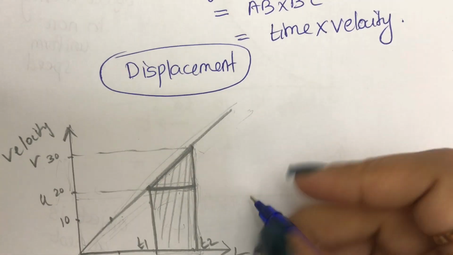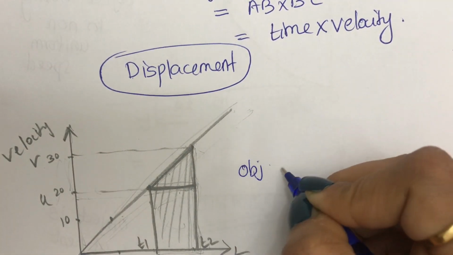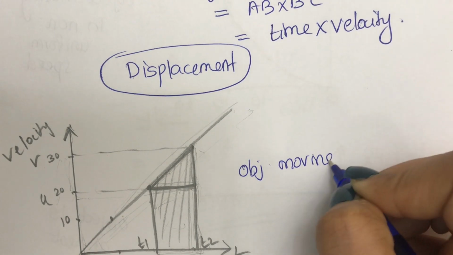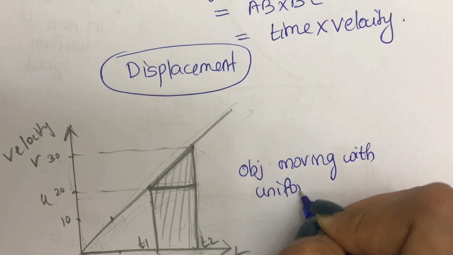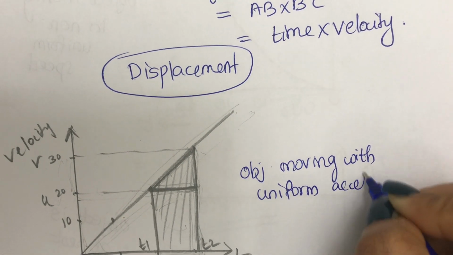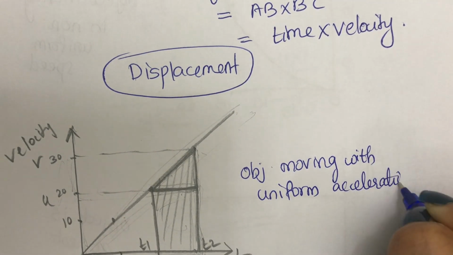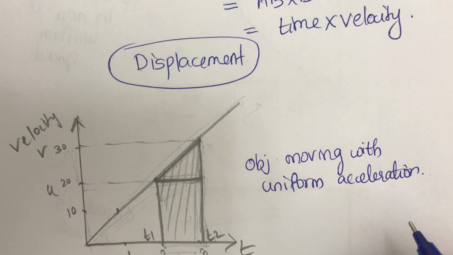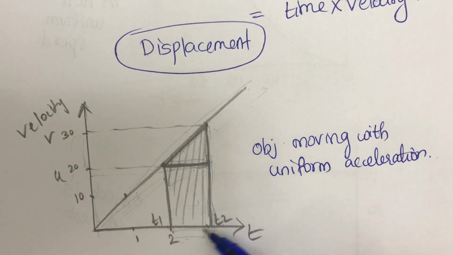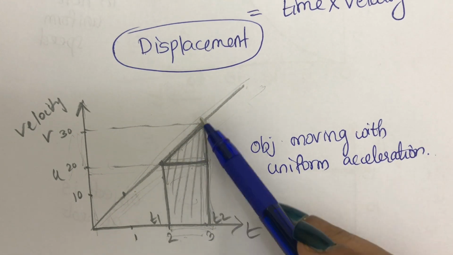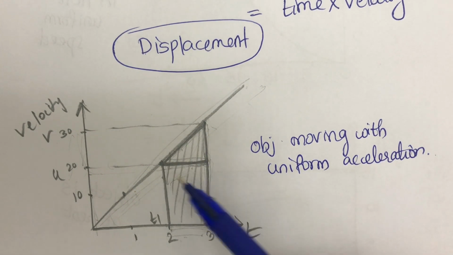That is, an object moving with uniform acceleration. Okay, so how will we find the displacement area? This is our area to be found. First we find this area plus this area.